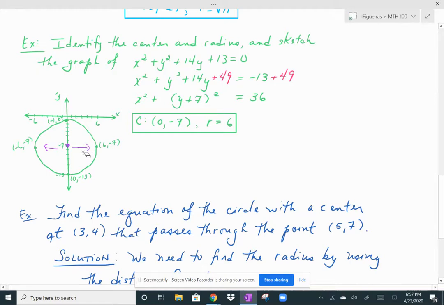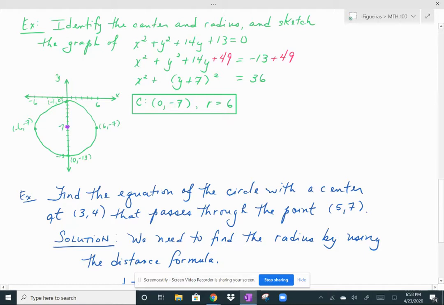Then you have to do the same thing north and south. If you go 6 units north, you end up at negative 1, 0. And if you go 6 units south, you end up at 0, negative 13. And then again, connect all the points on the outside and you have your circle.